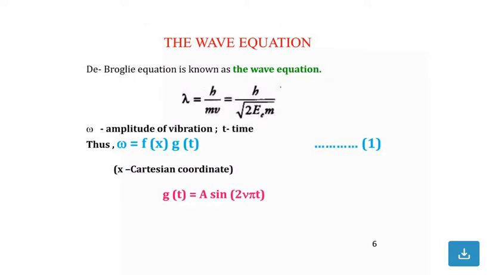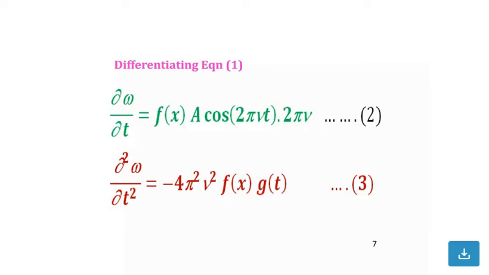So the de Broglie equation is the basis of the wave equation. You know lambda is equal to h by mv, or equal to h by root 2mE, where E is the energy of the electron, m is the mass, A is the amplitude of vibration, and t is time. So psi is equal to f(x) g(t), equation 1, in Cartesian coordinates, and g(t) is equal to A sine 2 pi nu t. Differentiating equation 1, you will get equations 2 and 3.